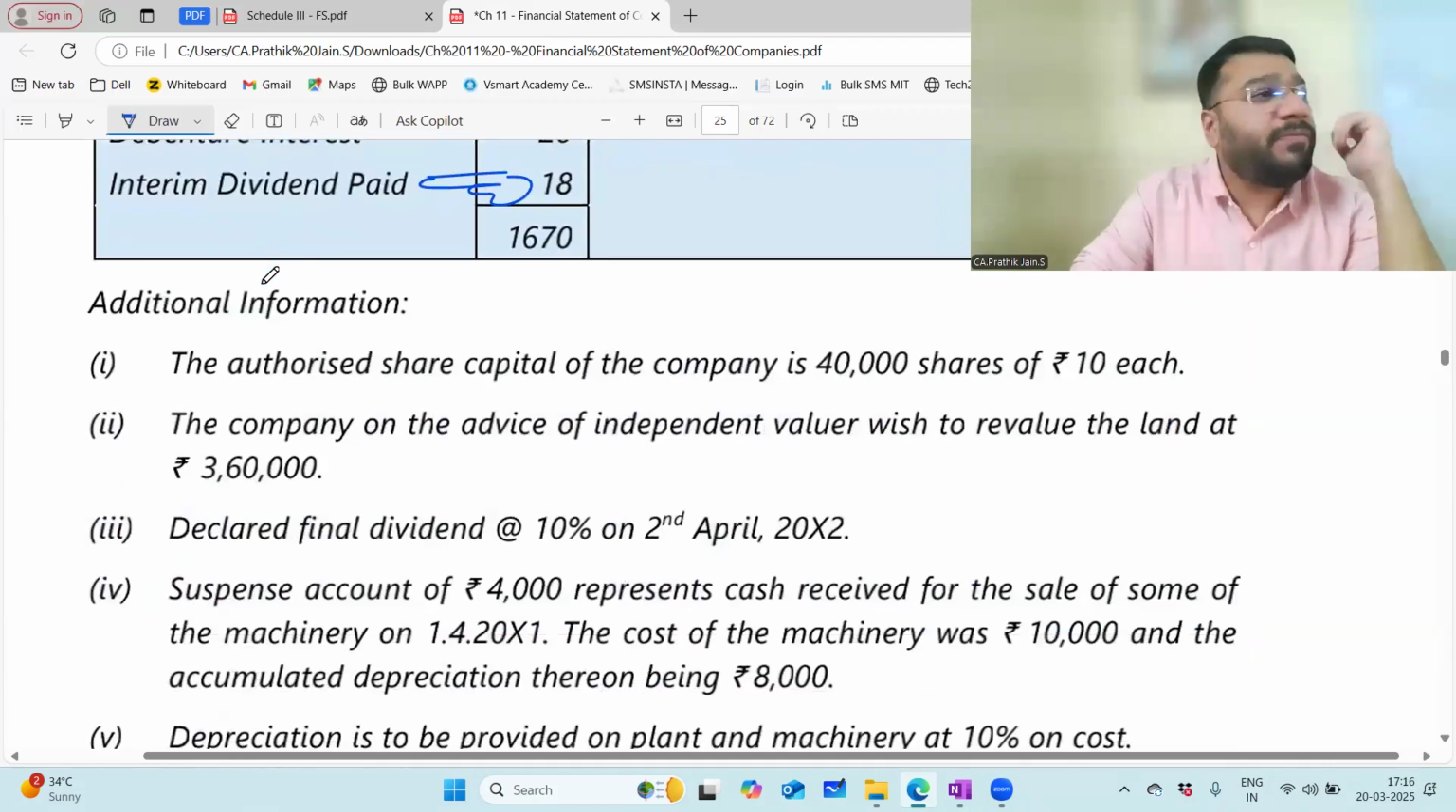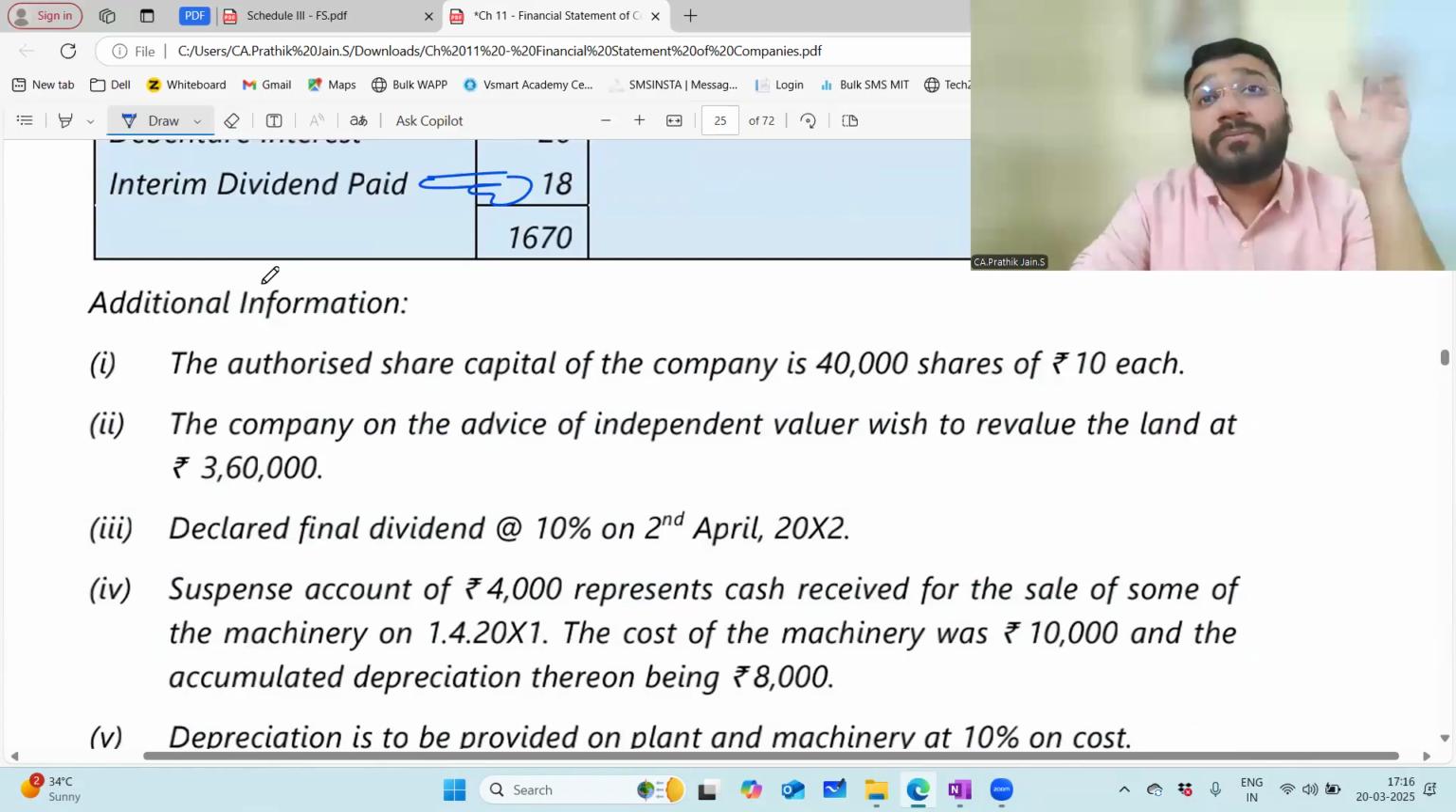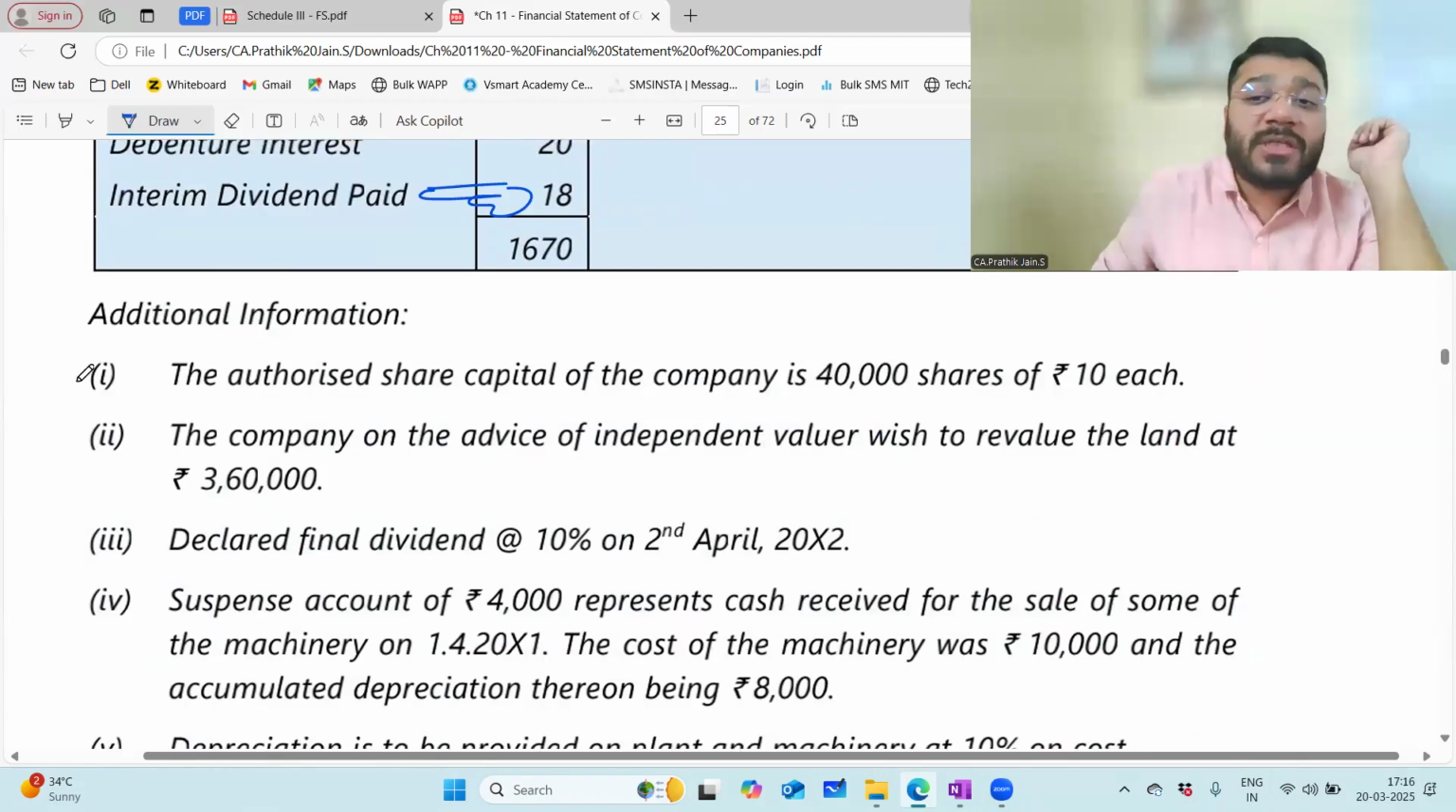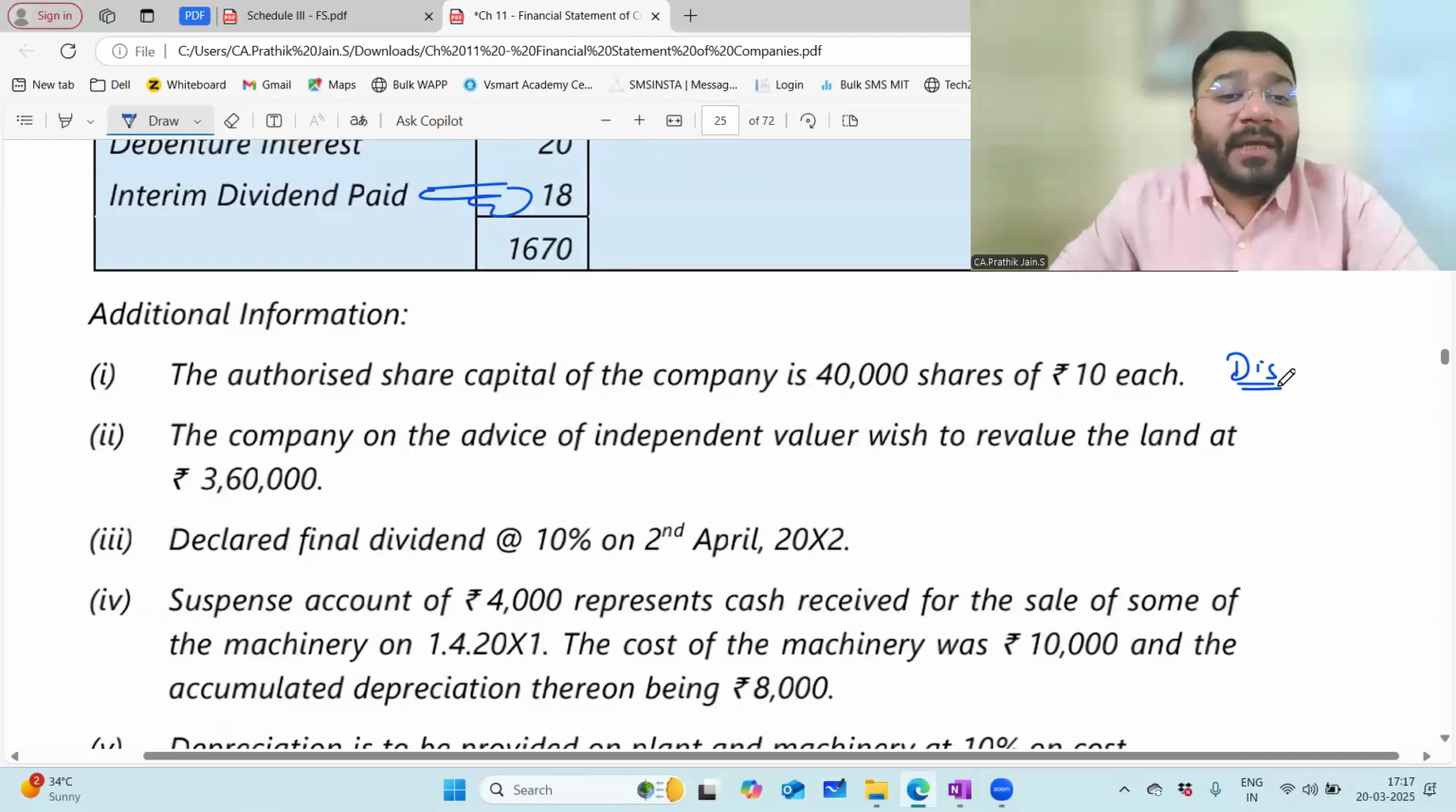Let's go to additional information. It says that the authorized share capital of the company is 40,000 shares of 10 each. So authorized share capital is given. For what purpose? It is for disclosure purpose. The company, on the advice of an independent valuer, wishes to revalue the land at 3,60,000 rupees. So they want to revalue the land.